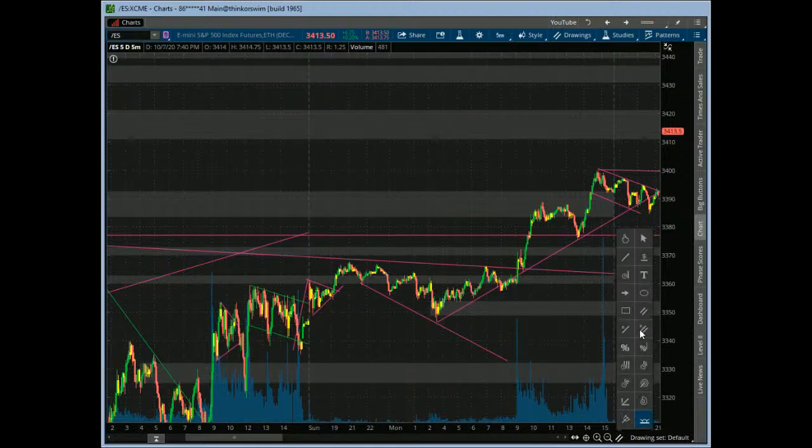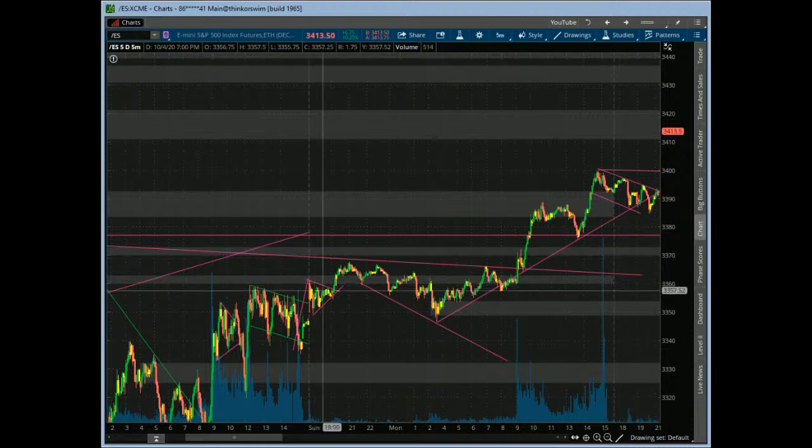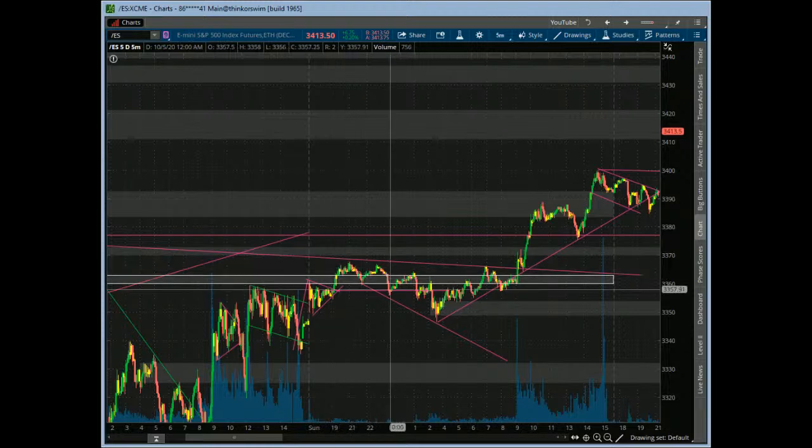Let me just put a line on this here for you. So you can see here, we stretch out right here. So you can see how important that breakout level was later, because once we tested it, we bounced off of it.